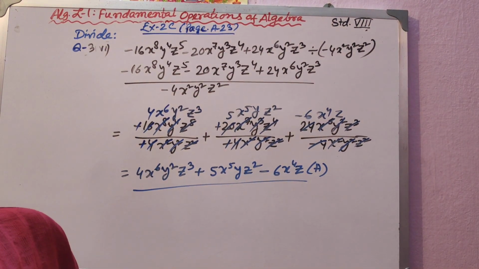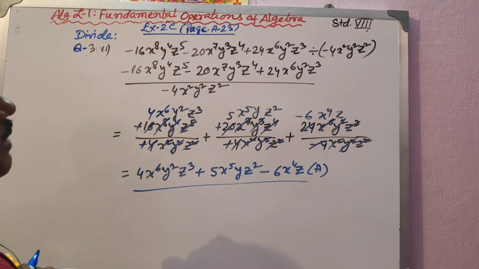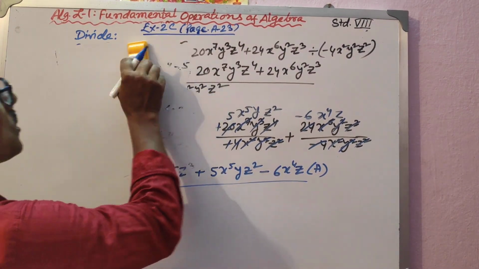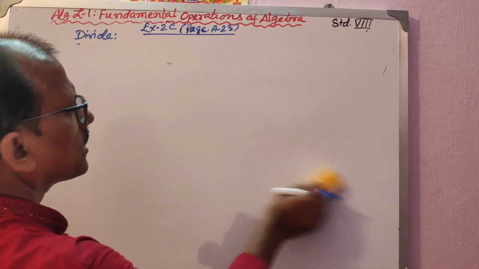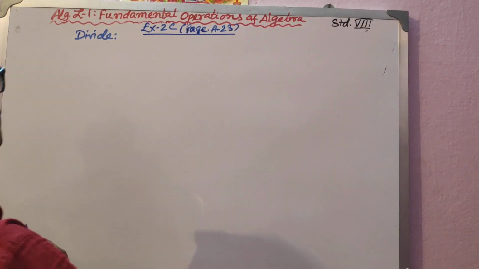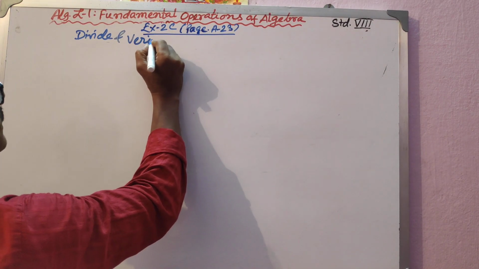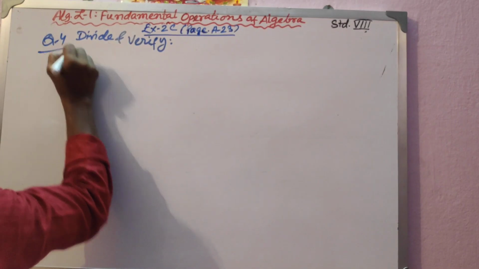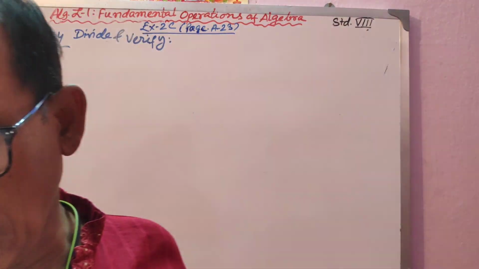Now question number 4 says to divide and verify your answer when the divisor is binomial. I hope you have understood it. You can copy this. Now I will go for question number 4 where divide and verify. Verification of division, how to do, for numerical numbers also you know what to do. Dividend is equal to divisor into quotient plus remainder. That you have to do in algebra also.